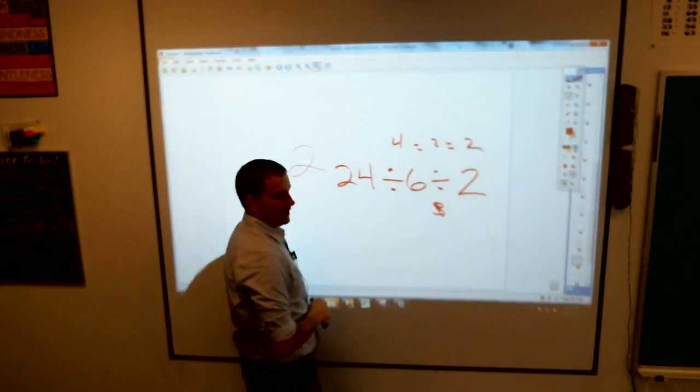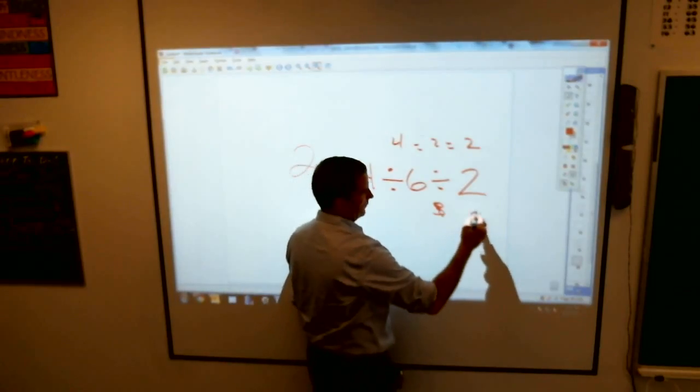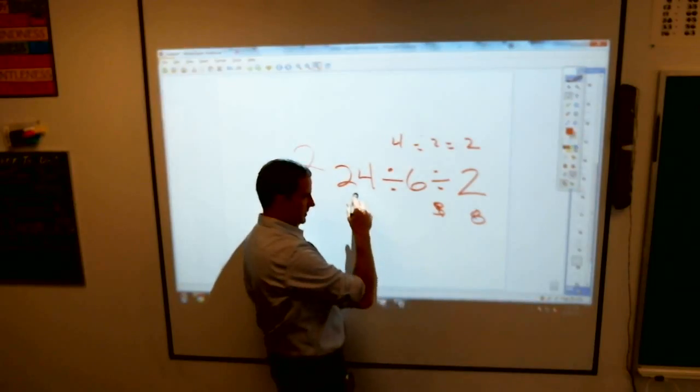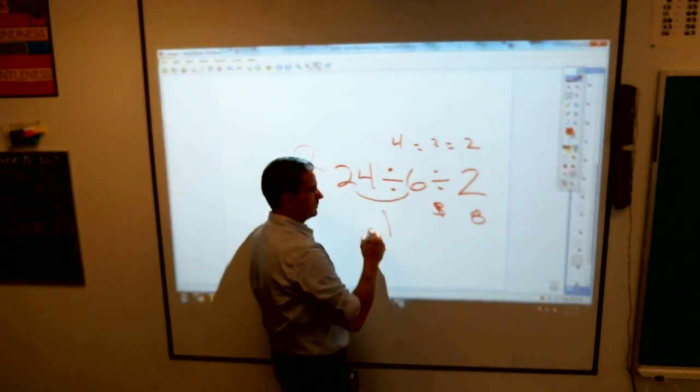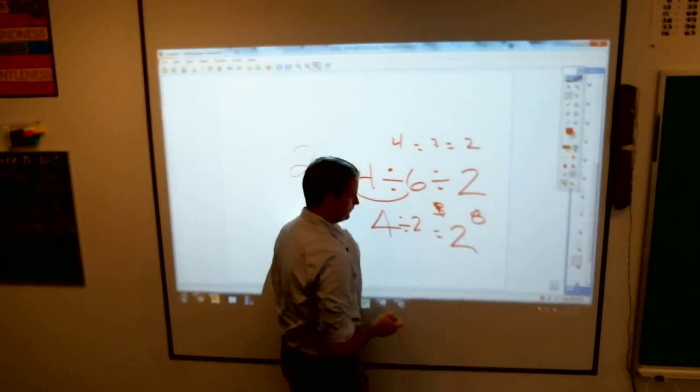Which one is right and why? Is the answer 2 or is the answer 8? Joseph? 2, because you go from left to right if it falls on the same level. 24 divided by 6 is 4, and 4 divided by 2 is 2.